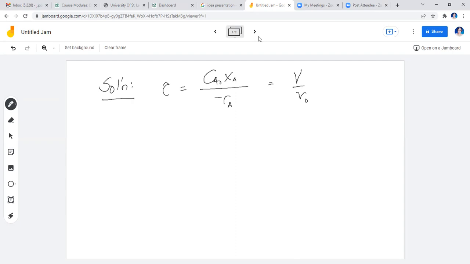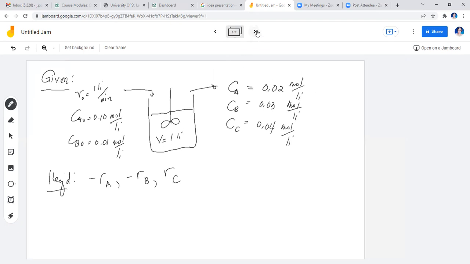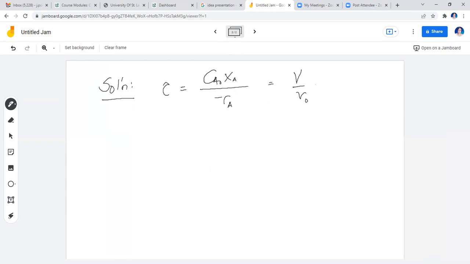So we go back to our problem and check whether we have the V over V sub 0. You can see that we have it in here. So meaning this is already equal to 1 liter divided by 1 liter per minute, giving you an answer for the tau which is 1 minute.